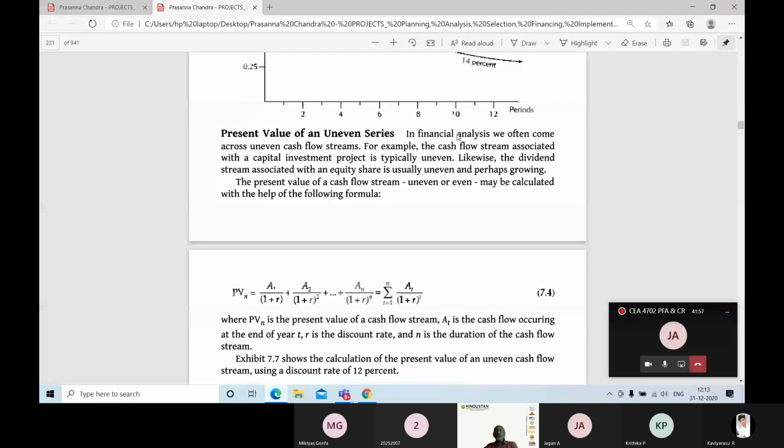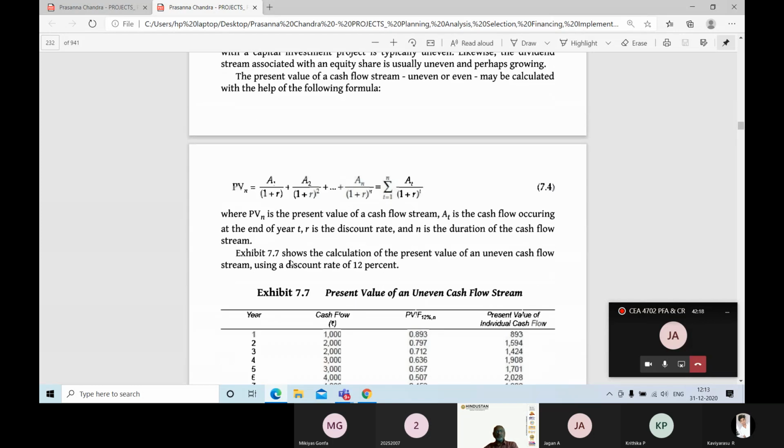In financial analysis, you often come across uneven cash flow streams. For example, the cash flow stream associated with a capital investment project is typically uneven. Likewise, the dividend stream associated with an equity share is usually uneven. The present value of a cash flow stream, uneven or even, may be calculated using the formula A1 / (1 + r) + A2 / (1 + r)^2 and so on, the summation of all. PV is the present value of the cash flow stream, At is the cash flow occurring at the end of year t, r is the discount rate, and n is the duration of the cash flow.